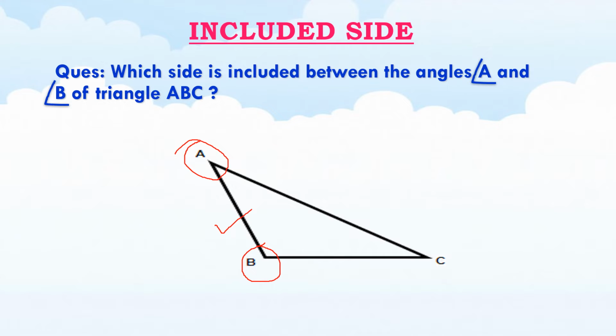That's it. So in this congruence rule, that is ASA, it says कि दो एंगल और एक साइड जो उनके बीच में आती है, that side should be included between these two angles. Then we can say that the triangles are congruent.